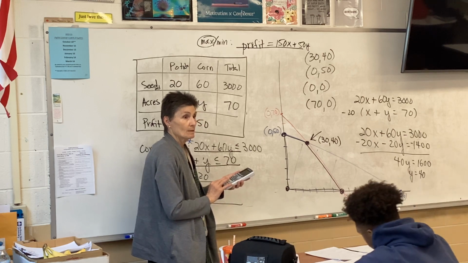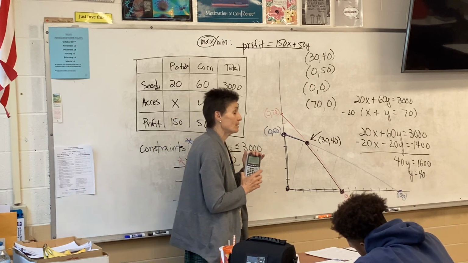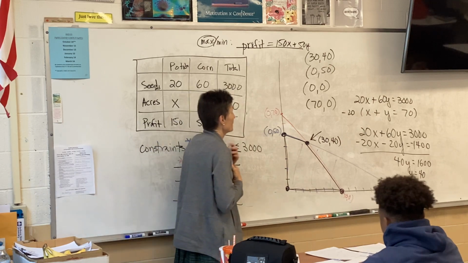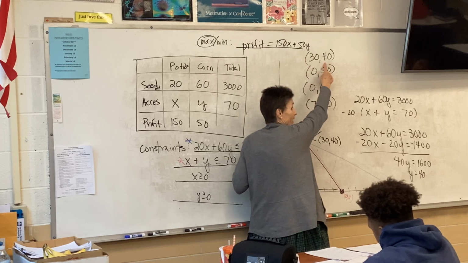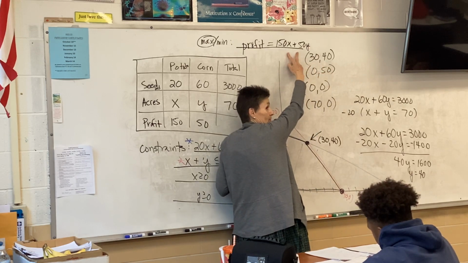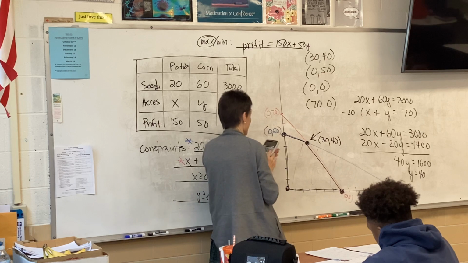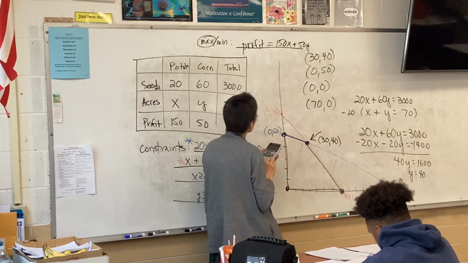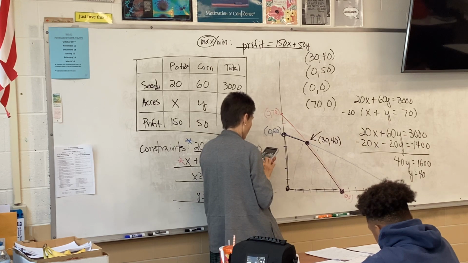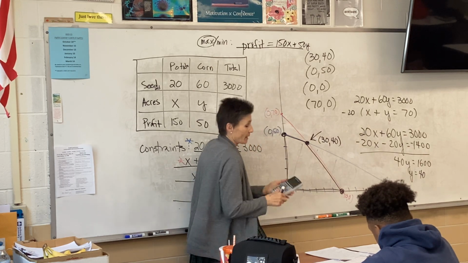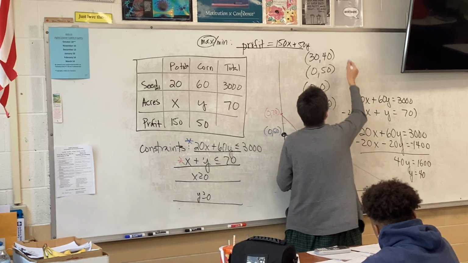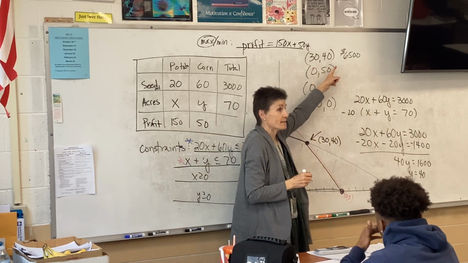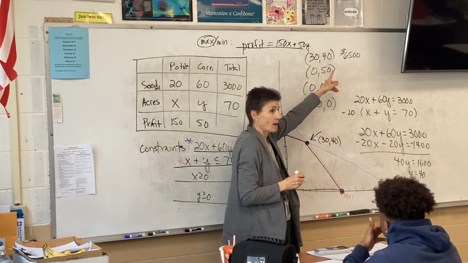Okay, so now last step, we're almost done. You are almost finished with this problem. What do we need to do? Got to take each x and y and plug it in here. So use my calculator. 150 times 30 plus 50 times 40. So if he plants 30 acres and 40 acres, he's going to make $6,500.